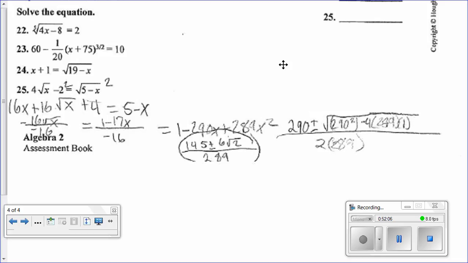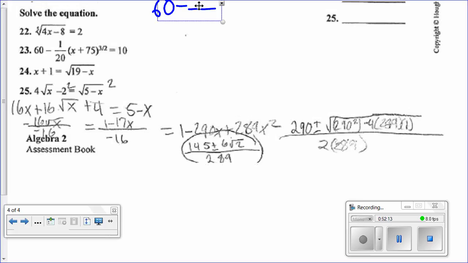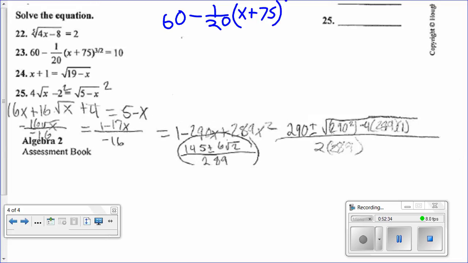So anyway, I'm going to rewrite this one because this one has a lot of steps. So we've got 60 minus 1/20th x plus 75 to the 3/2 equals 10. Okay? Well, let's just start off doing what we can do.